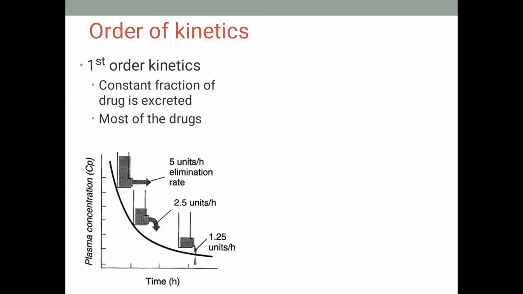Suppose you can see in the example, in the x-axis there is time, in the y-axis there is plasma concentration. So 5 unit per hour elimination rate. After 1 hour, 2.5 unit per hour. After 1 hour, 1.25 units per hour. Means every time the concentration is going to reduce by the same percentage, 50%, from 5 to 2.5, 2.5 to 1.25. Means 50% is excreted. Means a constant fraction of the drug is excreted every time in a specific unit of time.